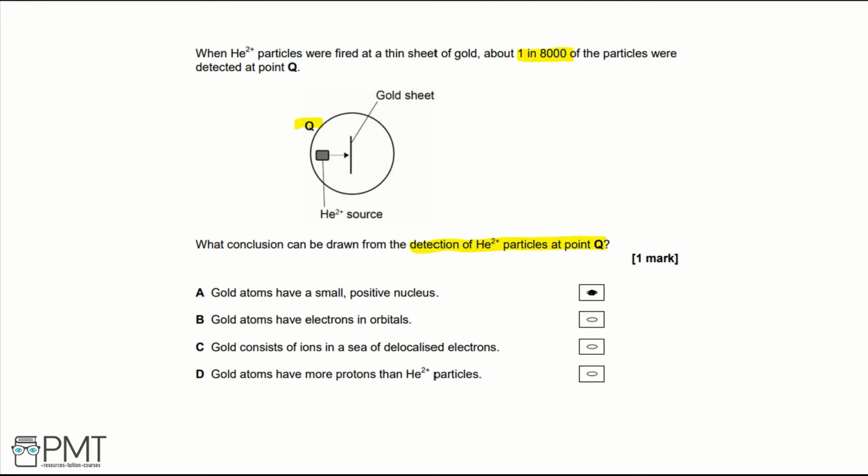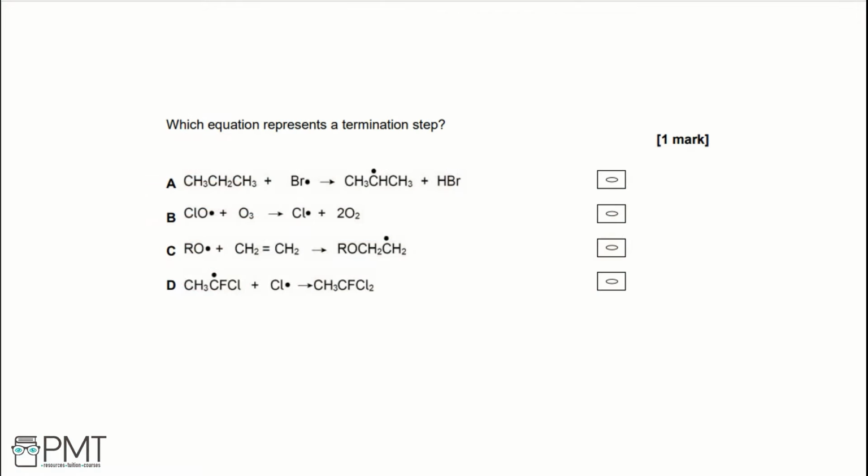So to get the mark for this question, you need to circle the box corresponding to A. Which equation represents a termination step? We're given 4 different possibilities for this question. A termination step is the final stage in a free radical substitution reaction, and it's where you take 2 radicals and react them together to form something that's not a radical.